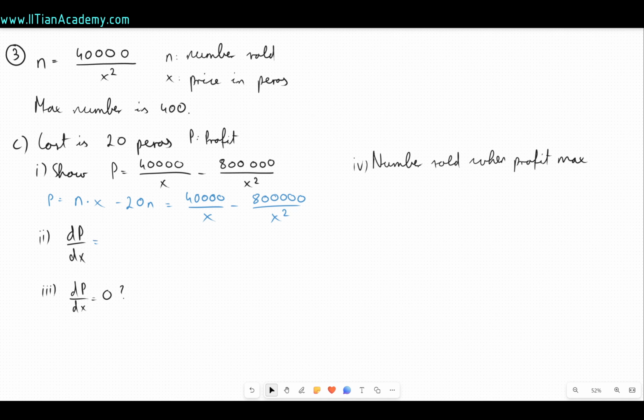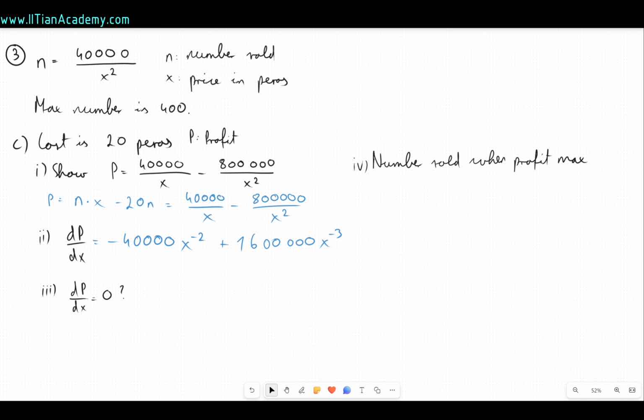Well, we simply have to use the power rule here. So this will be minus 40,000 times x to the minus 2, and then plus 2 times 800,000. So that will be 1,600,000, 1, 6, and then 5 zeros, times x to the minus 3, like this. And in part 3, we need to find for what value of x this is going to be equal to 0. So, well, we could do this algebraically, but that's going to be kind of tricky, I would say.